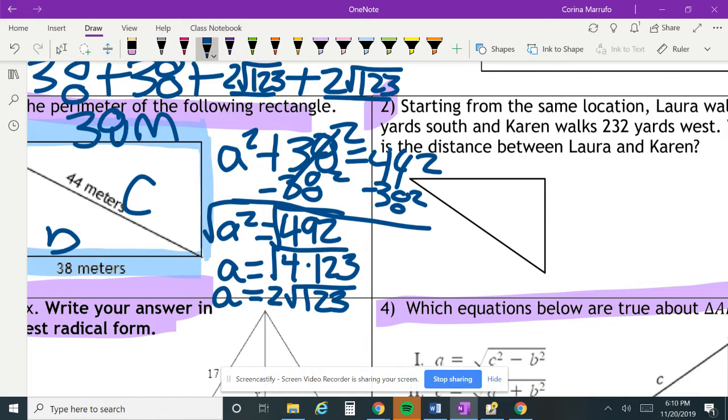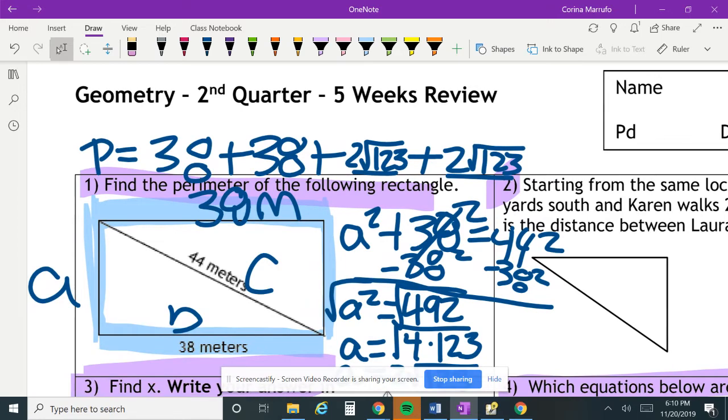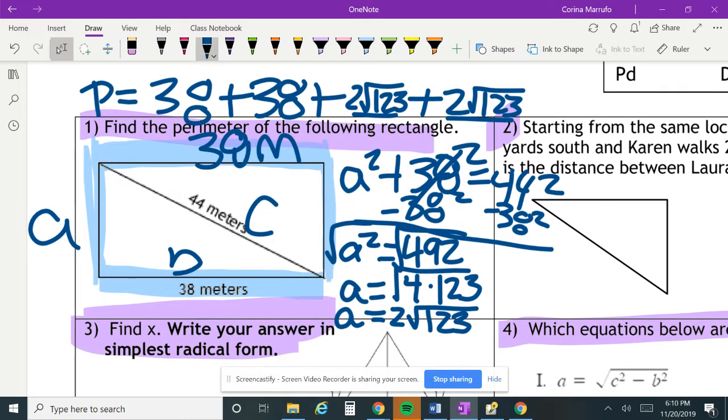All right, so once we add them all up, we can add up the 38s. 38 plus 38 is 76. I'm going to go ahead and write it down here. So our perimeter equals 76, plus we have 2 plus 2, that gives us 4 square root of 123.